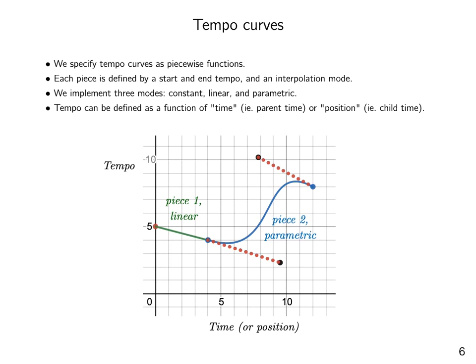Most of the time in a musical score, the tempo is defined as a function of position, but it can sometimes be useful to define it as a function of time, so we can do both in our scheduler.